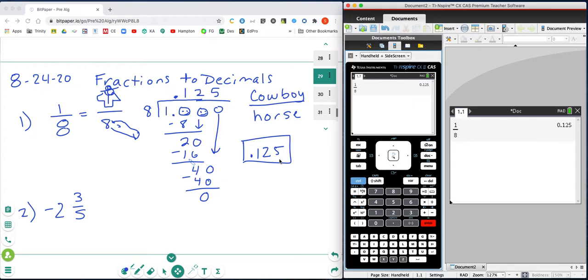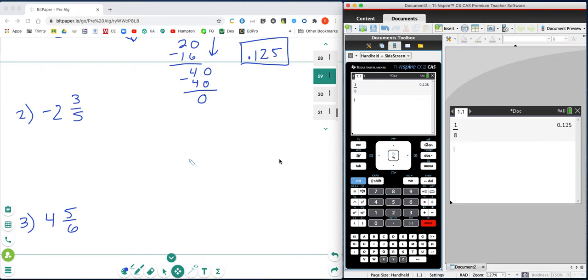So the next one that I have is going to be -2 3/5. Now, since I have a whole number here, I don't have to do anything to the whole number. I don't have to convert the whole number. So what I'm going to do is come over here, and in my answer, I'm going to go ahead and put -2 decimal, because the whole number stays the same. Now all I'm going to do is use my cowboy on the horse shortcut for 3/5.